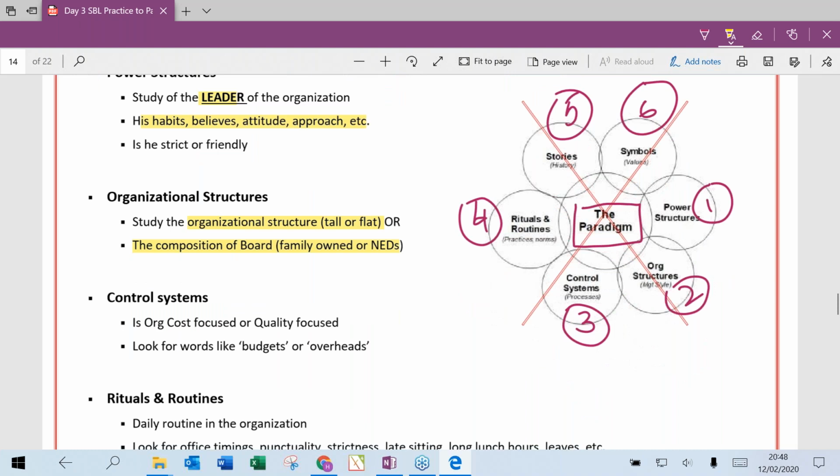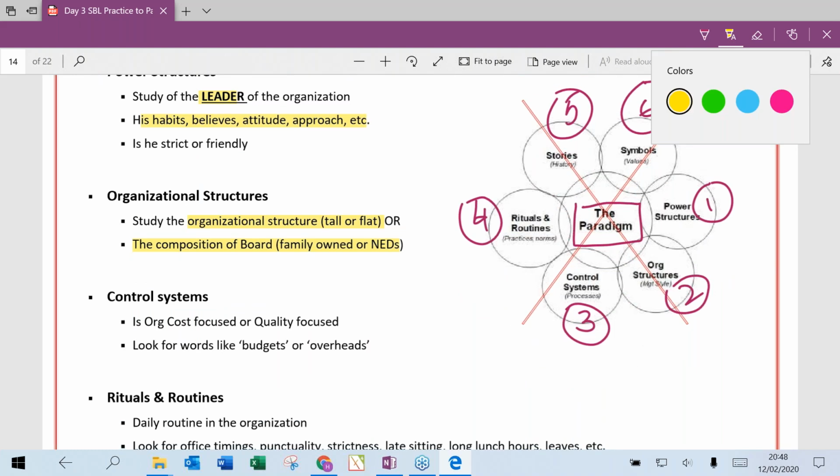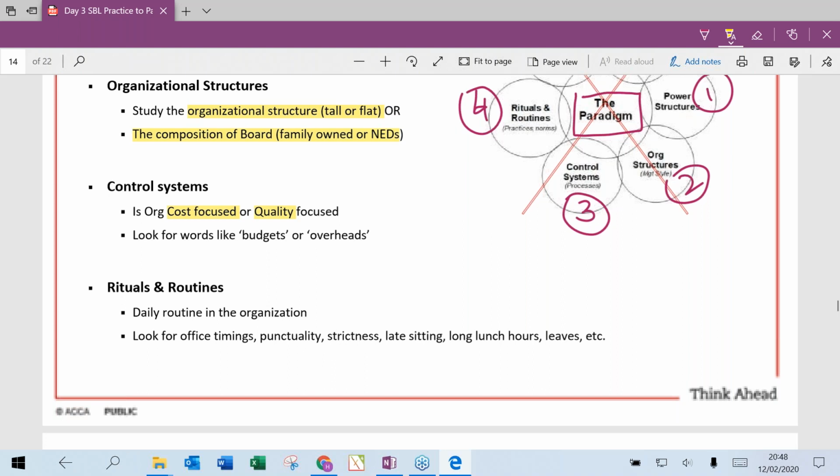control systems. When we talk about control systems, what do we look at? We see whether the organization is cost focused or quality focused. Is the organization cost focused or quality focused? So you look for words like budgets and qualities and overheads. Rituals and routines, in which we look at the daily routine in the organization.